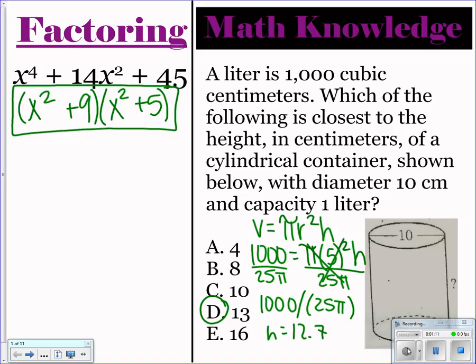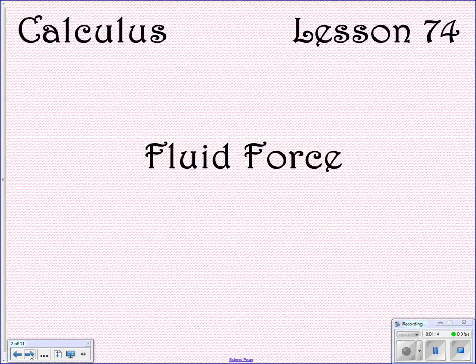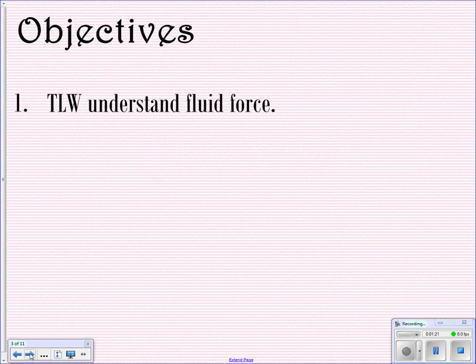So moving on to the lesson. We're looking at lesson 74 today. We're dealing with fluid force. So hopefully after this lesson you'll understand fluid force. This is kind of related to a physics concept, but we're going to be using calculus in order to do this concept.